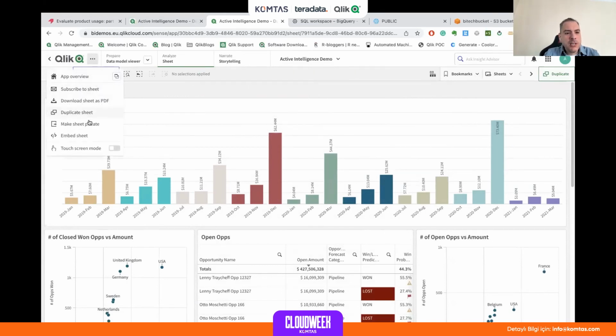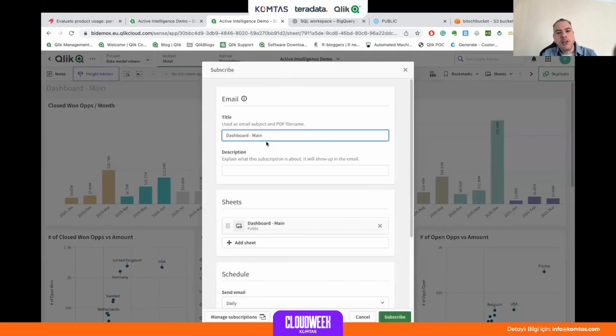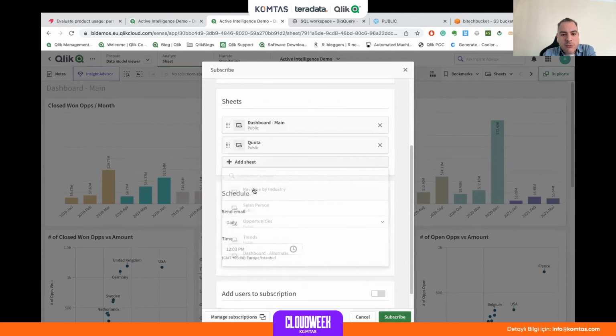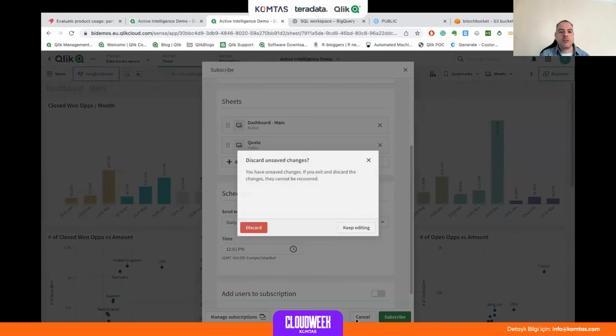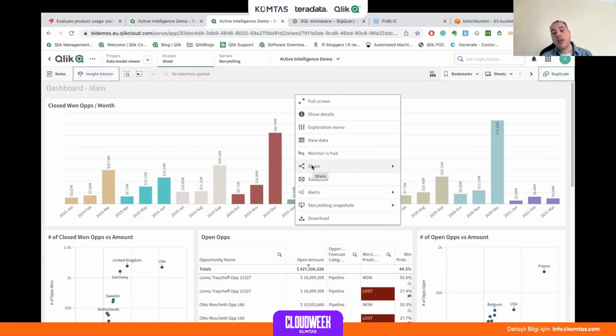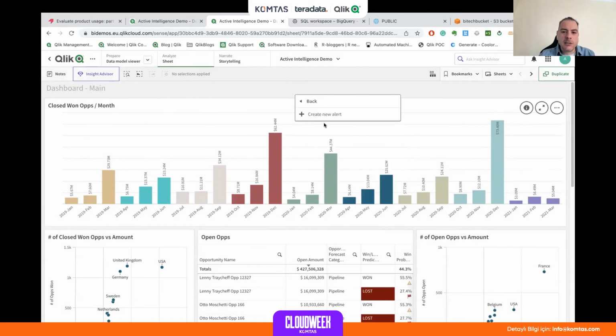Sadece spesifik bir chart değil, aynı zamanda bütün bir sayfayı da kendime subscribe edebilirim veya birden fazla sayfayı da bu noktada ekleyebilirim. Ve bunun günlük olarak bana gelmesini sağlayabilirim. Bu da gene Active Intelligence platformunun, Qlik SaaS platformunun, Cloud platformunun içerisinde by default gelen bir özellik, lisansa tabi değil. Başka ne olabilir? Alertler elde etmek istediğimizi söylemiştik.